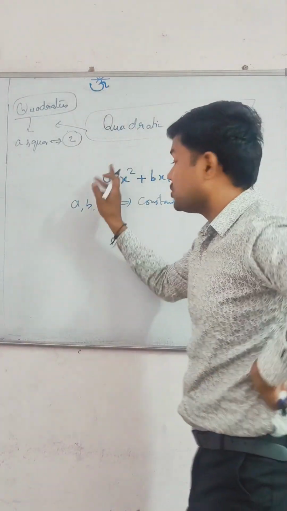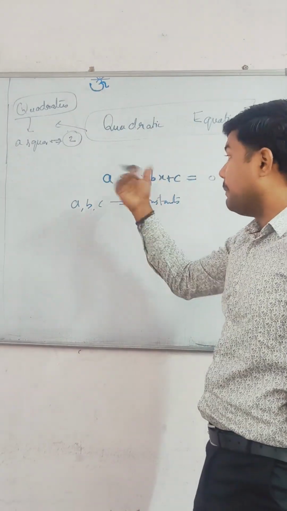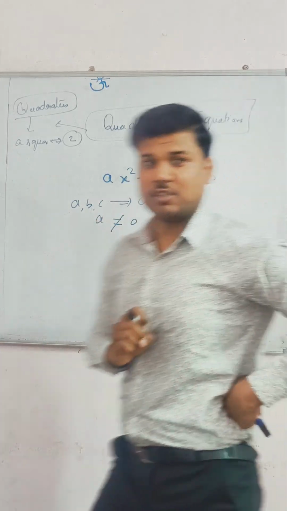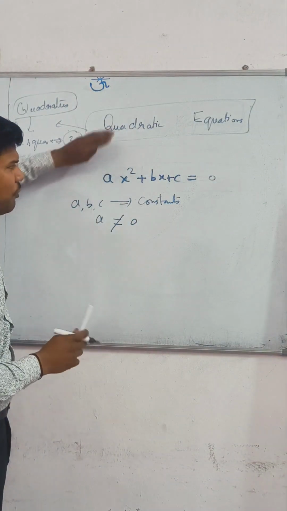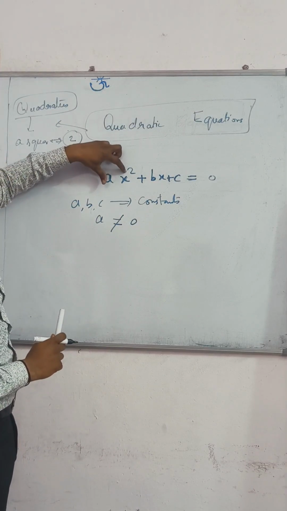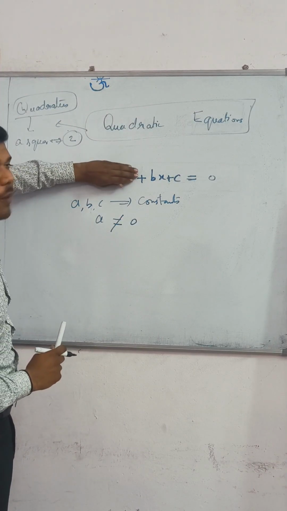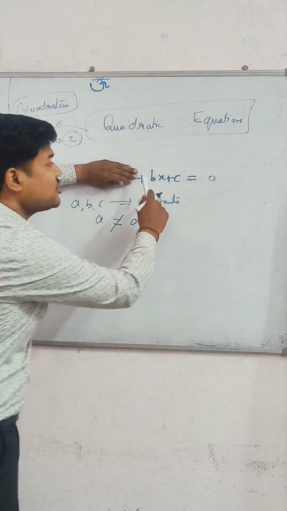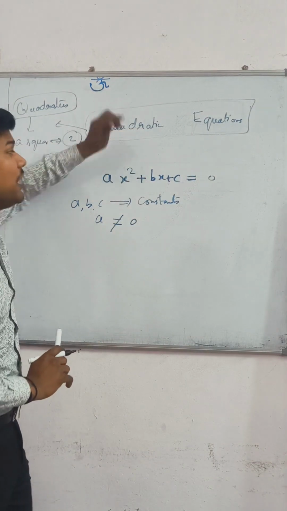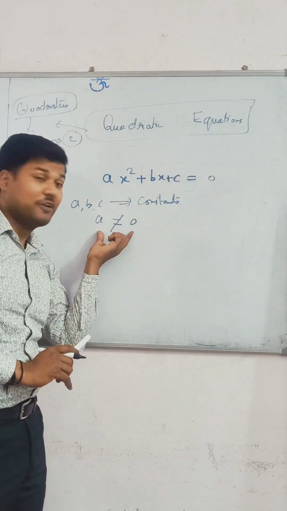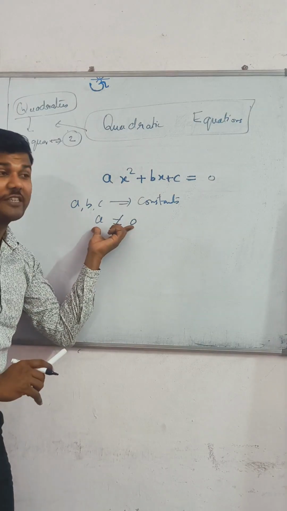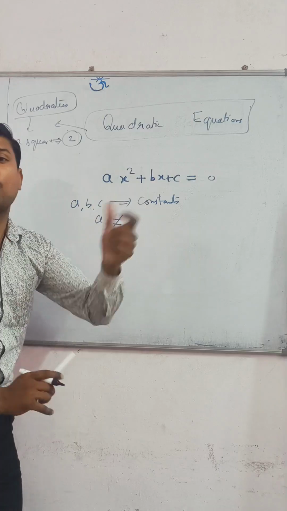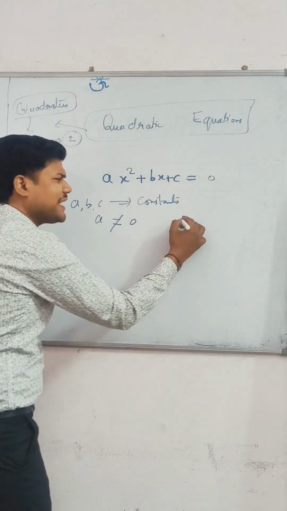One more condition you should remember over here is that a is never equal to 0. Because suppose if a is equal to 0, what will happen? The a will multiply with x square, and this part will be 0. And what will we be left with? bx plus c is equal to 0, and this is the linear equation. So this is one important condition, that a should not be equal to 0, while b and c can be 0.